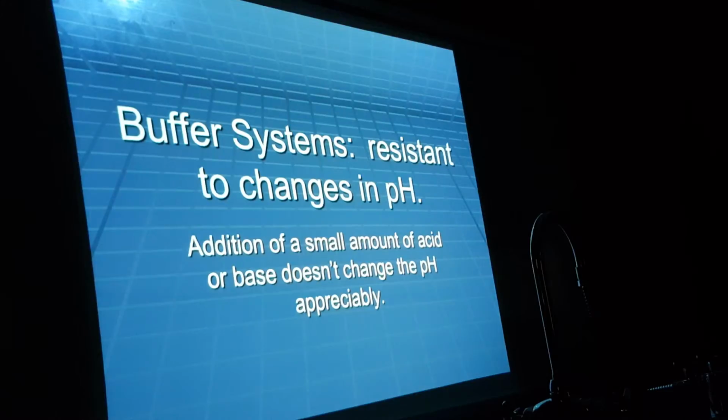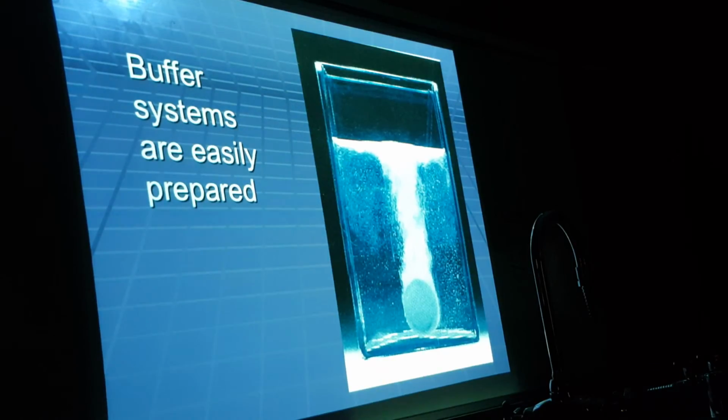A buffer system is a system that's resistant to changes in pH. So that bicarbonate buffer system, we can manipulate that by shifting it to the right or the left, by changing our breathing rate. And that's one of the ways we maintain a constant pH, is by changing our breathing rate and shifting that equilibrium back and forth. Okay, you see why that's so important?